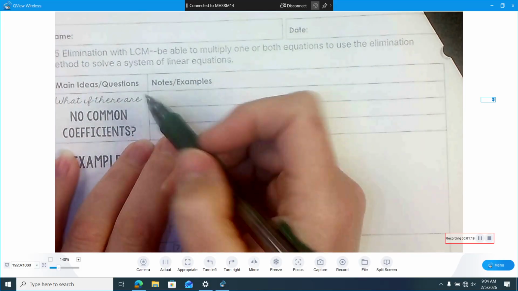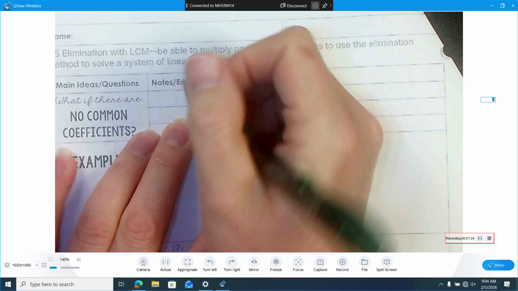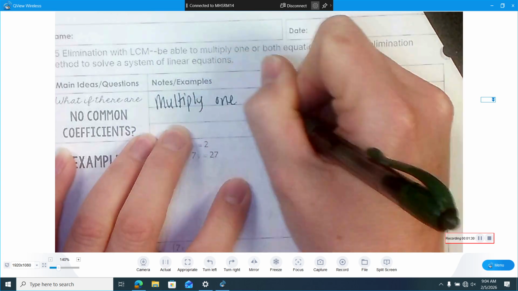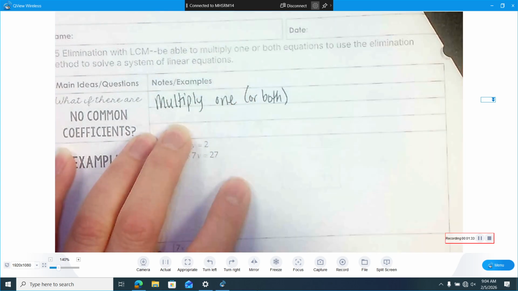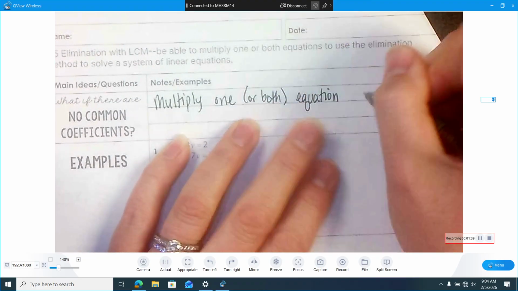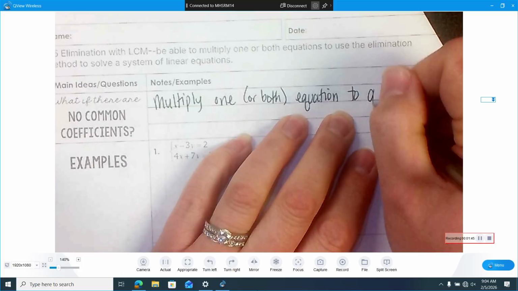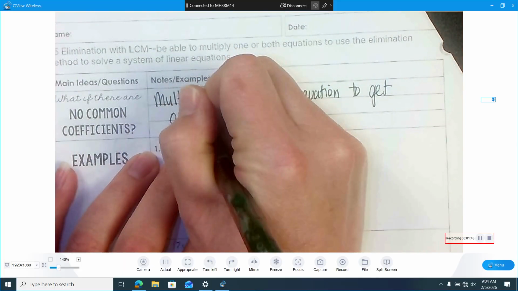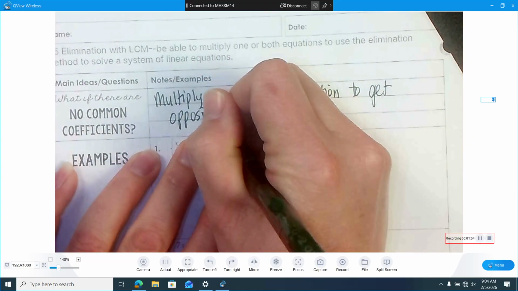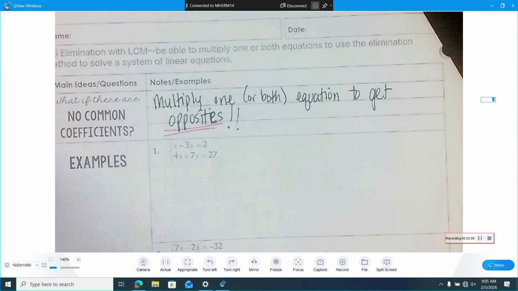So what if there are no common coefficients? What if the numbers in front aren't opposites? So we might need to multiply one or both, but I think you guys only have to multiply one. Multiply one equation by a number, by something, to get opposites. Just like we looked for yesterday. O-P-P-O-S-I-T-E-S. There we go. Opposites. Again, our goal is to get those opposite numbers. So that's what we're thinking about.